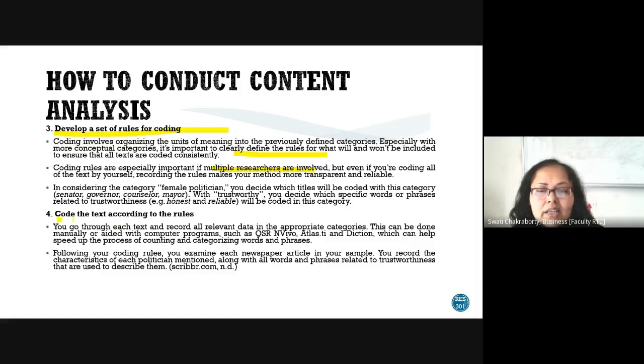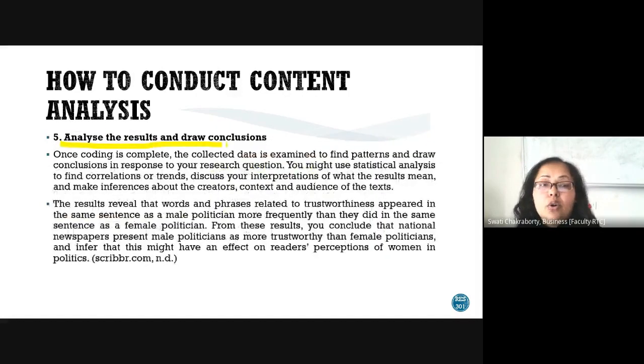Fourth stage is coding the text according to the rules. So you can go through each text and record all relevant data and the appropriate categories, right? Okay, so either you can do it manually or using some computer programs like QSR, NVivo, Atlas.ti, Diction, which help in speeding up the process. And the last one is where you analyze the results and draw a conclusion.